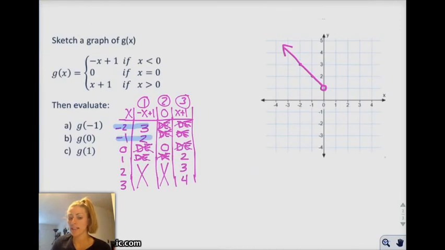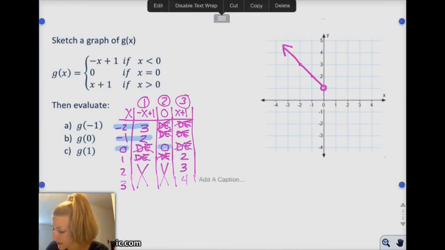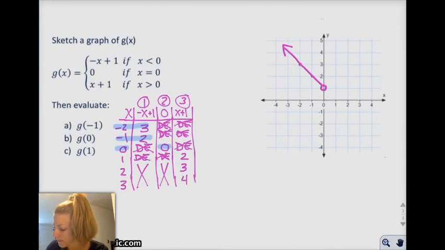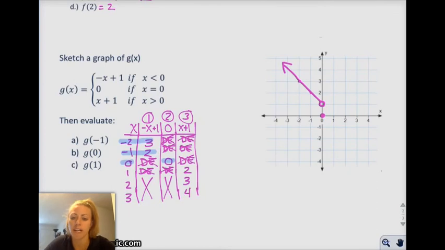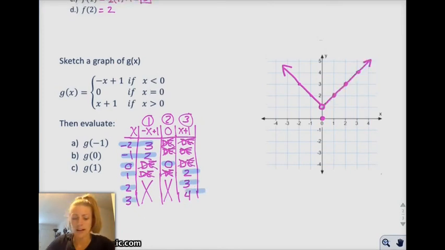Okay, when x is 0, y is 0. And that's the only place where that function exists. So it's just one little dot at 0. And then I have my new function, x plus 1, if x is greater than 0. So then I can just plot these points, 1, 2, 2, 3, 3, 4, and kind of connect the dots. And there you have your piecewise function.